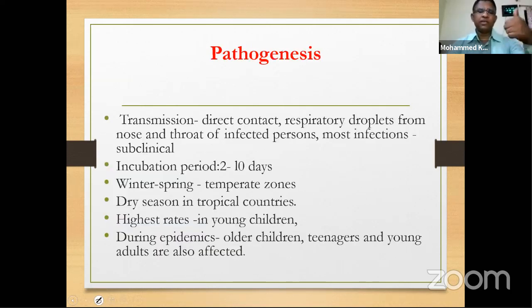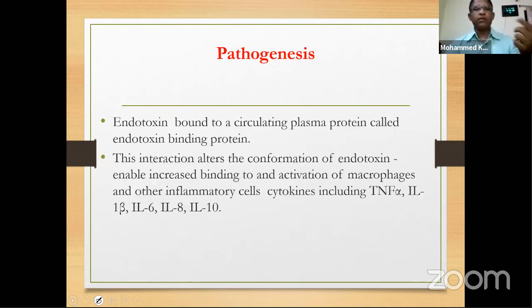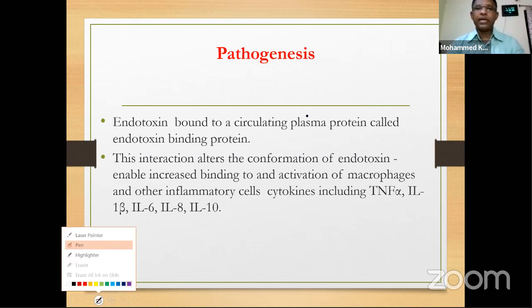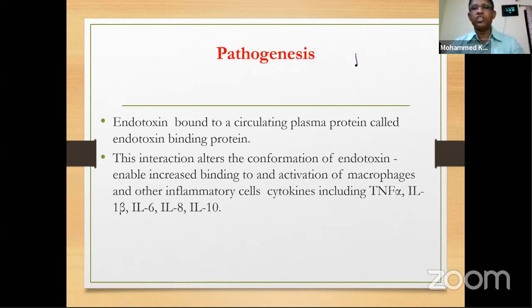Fine. Pathogenesis, I already discussed this. Transmission: direct contact, respiratory droplet, because that's the nasopharynx, and overcrowded places are more at risk. Gram-negative bacteria, diplococci, plano-convex. Let me draw this for you, the morphology. Okay. Gram-negative gonococci is bean shaped, reniform, kidney shaped, whereas meningococci is plano-convex. Both are gram-negative diplococci.